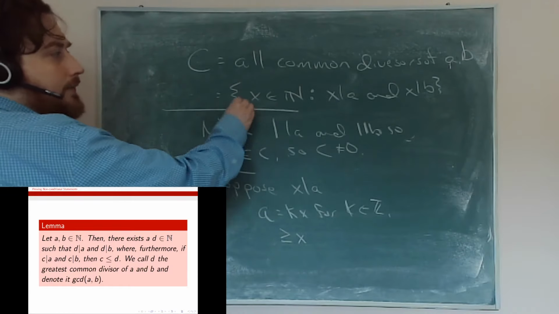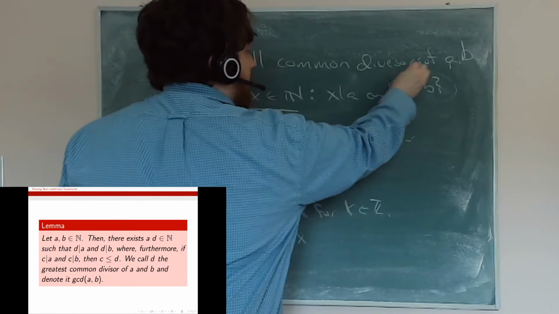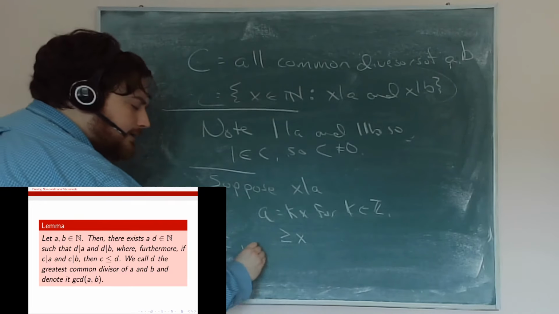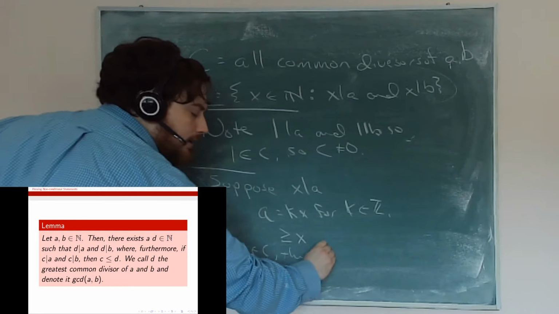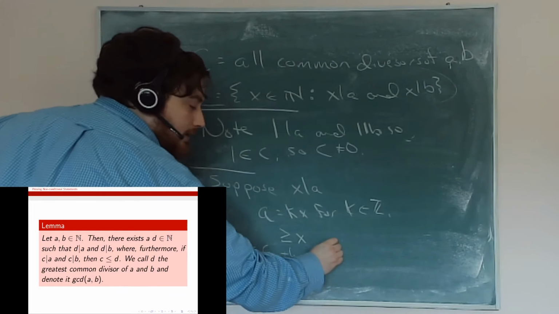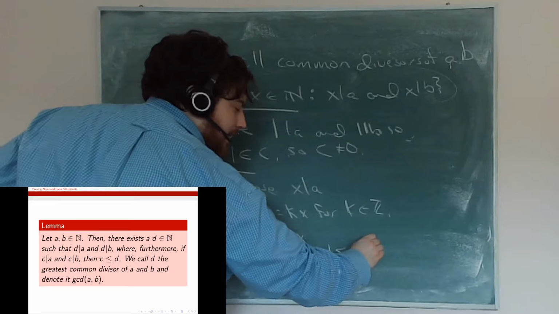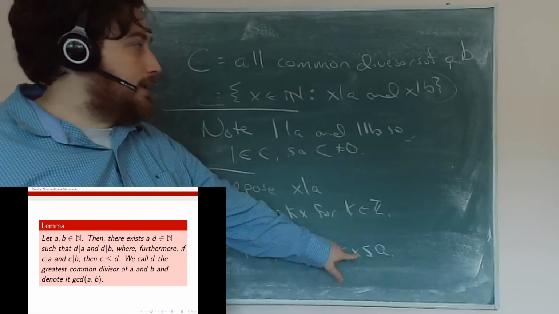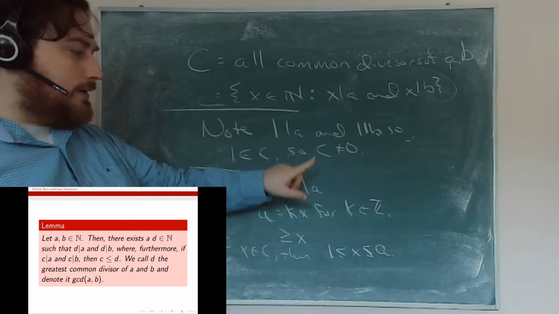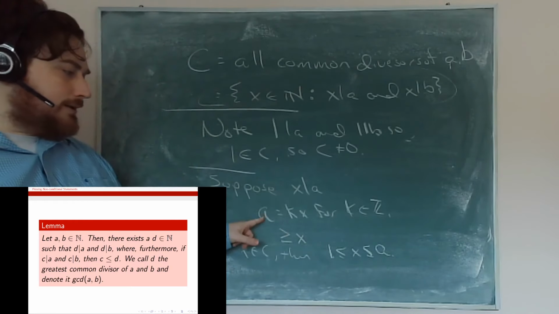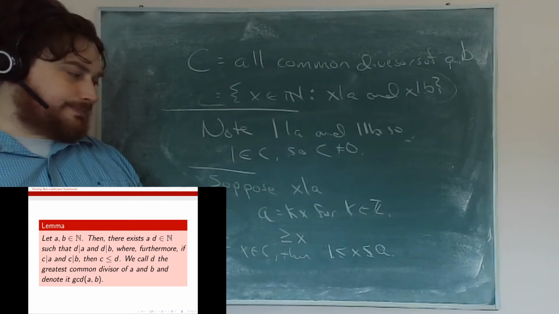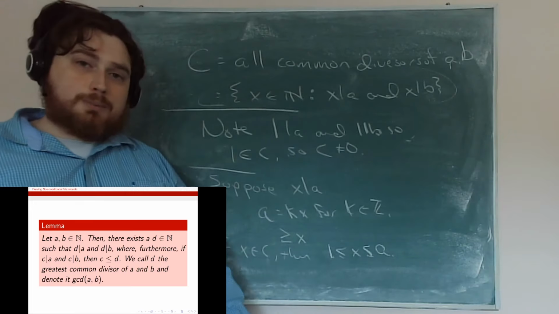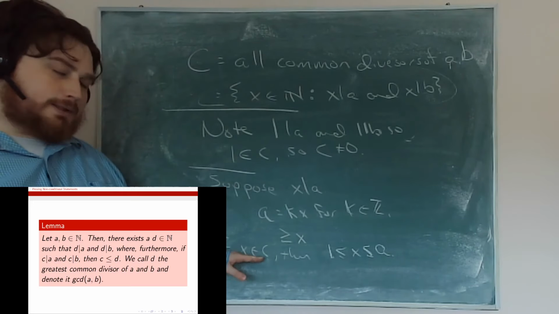Therefore, if I take all the elements in here, so if x is in C, then 1 is less than or equal to x is less than or equal to a. And we know 1 is less than or equal to x because we're only looking at natural numbers. And we know x is less than or equal to a because x divides a. Therefore, do we have an upper bound on how many elements can be in C?